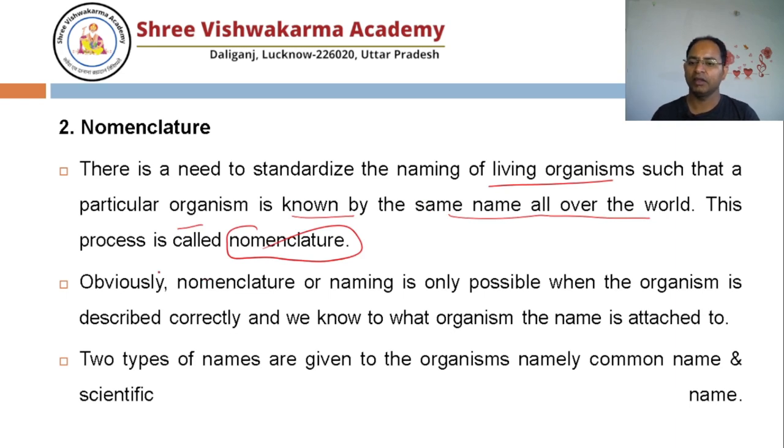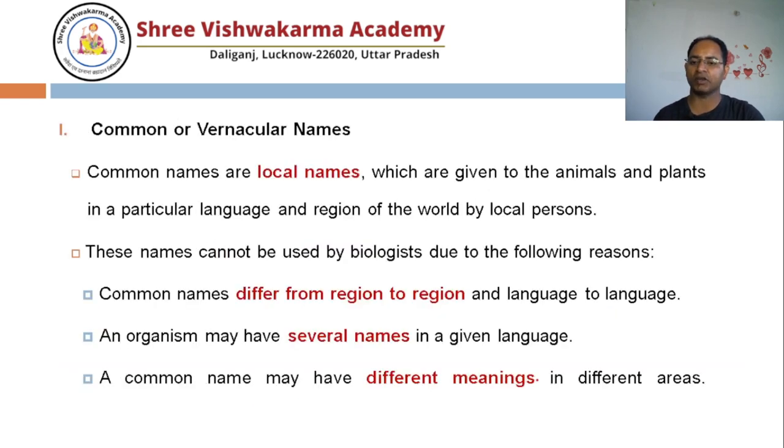Obviously, nomenclature or naming is only possible when the organism is described correctly. If it was described correctly, then only can nomenclature be done, and we know to what organism the name is attached. So two types of names are given to organisms. One is the common name, another is the scientific name. Let's understand what is common name. It is also known as vernacular name or local name.